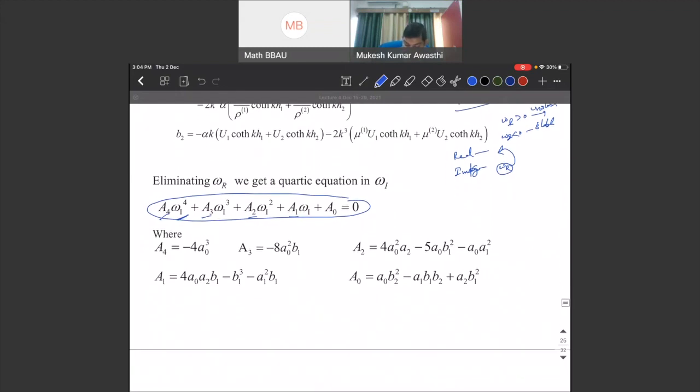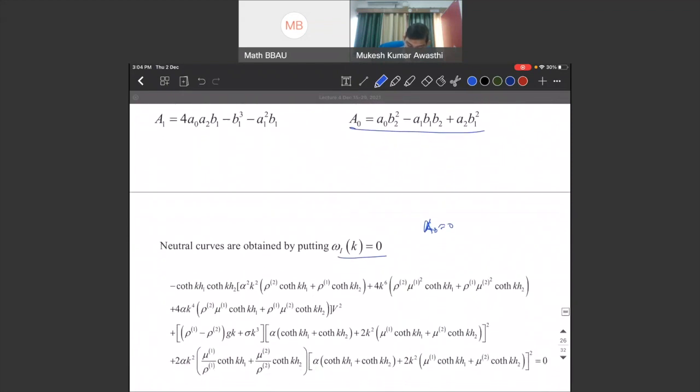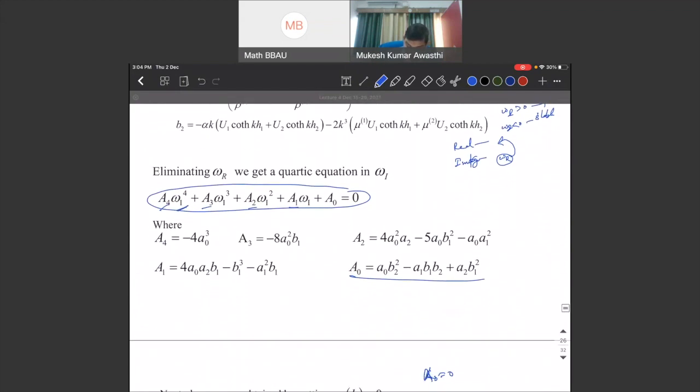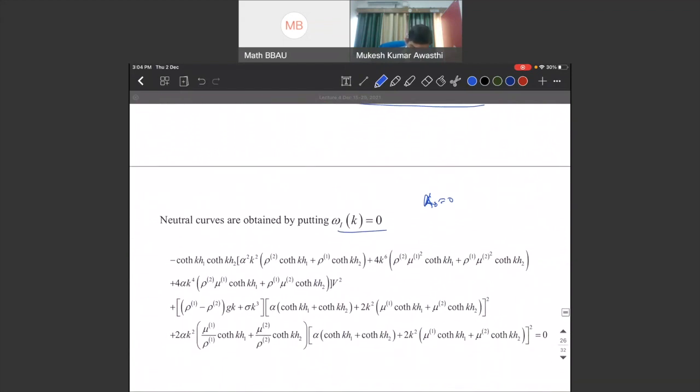Now for neutral stability, we will take omega i as 0. So we can write the expression a not equal to 0, and then by putting the values from the above expressions, the values of a naught, a1, a2, b naught, b1, b2, we will get this expression in terms of the velocity v, where v can be written as u2 minus u1, because we know that the instability occurs due to the relative velocity at the interface. So basically, neutral stability curves are made in terms of velocity.